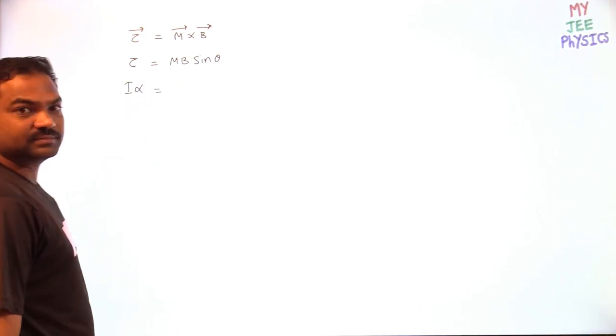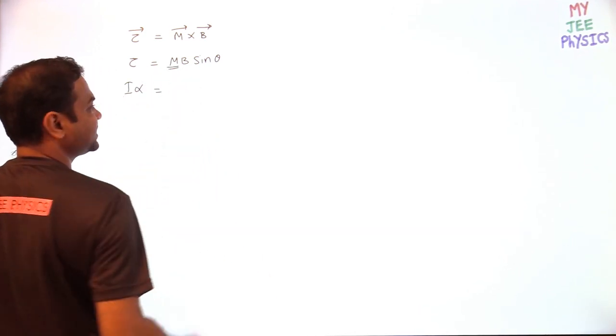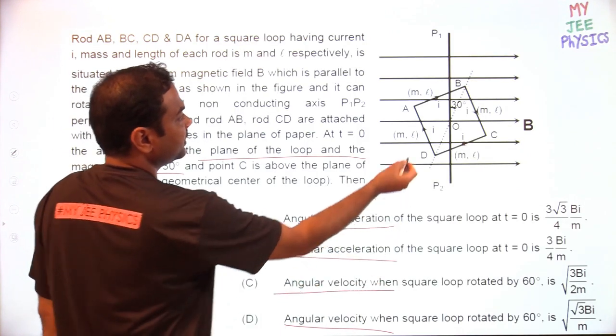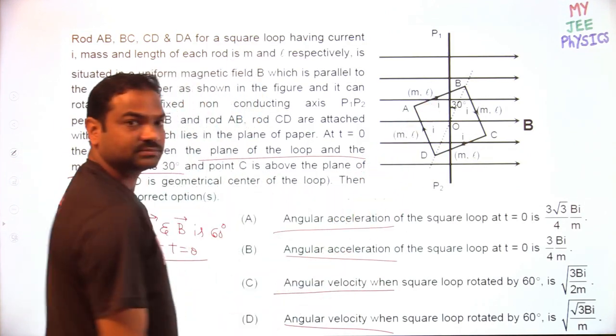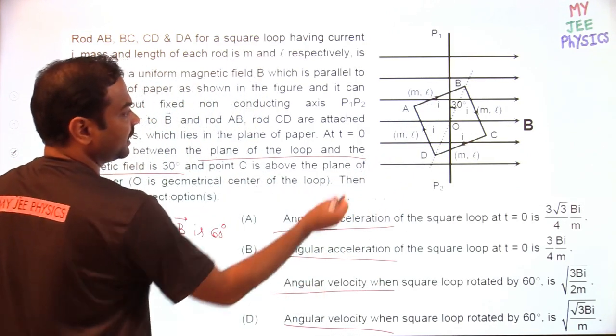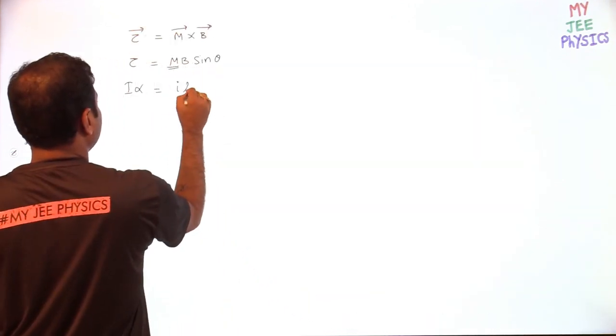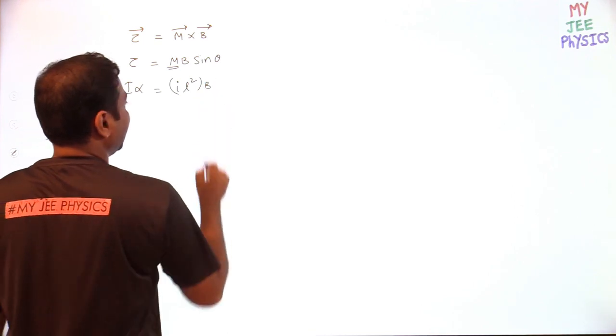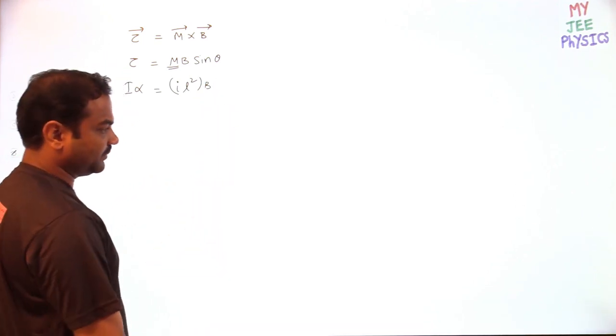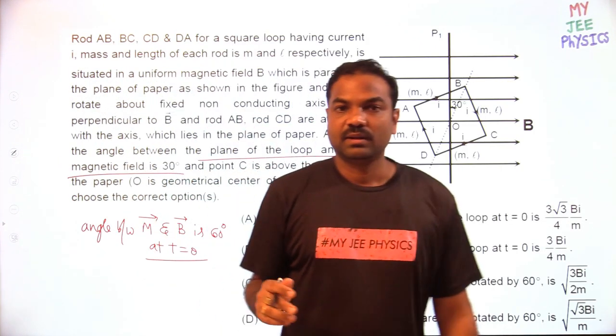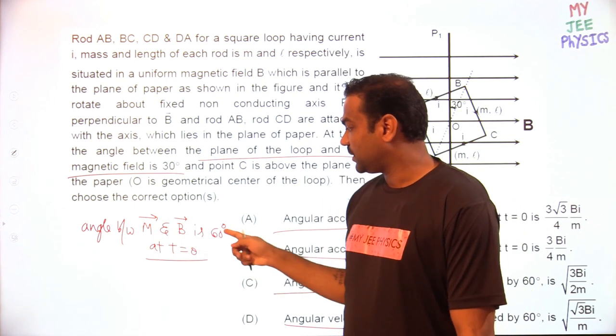What is the M value? The magnetic dipole moment is current into area of the loop. With L as each side, I can write I L square into B. The angle between M bar and B bar is required, which I told already. The angle between M bar and B bar is 60, and the angle between B bar and the plane is 30.